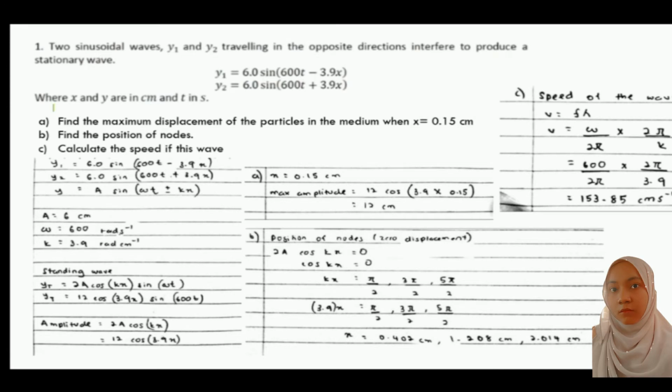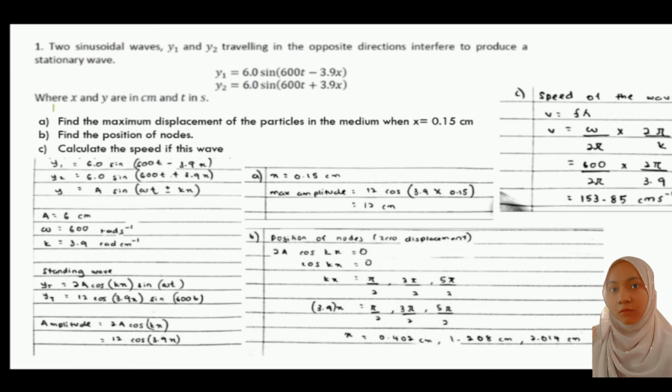Then part B, find the position of nodes. Position of nodes means zero displacement. When there is zero displacement, it means the amplitude is 0. So 2a cos kx equals 0. Then we rearrange, substitute the value of k, and find x. We get x equals 0.402 cm, 1.208 cm and 2.014 cm.